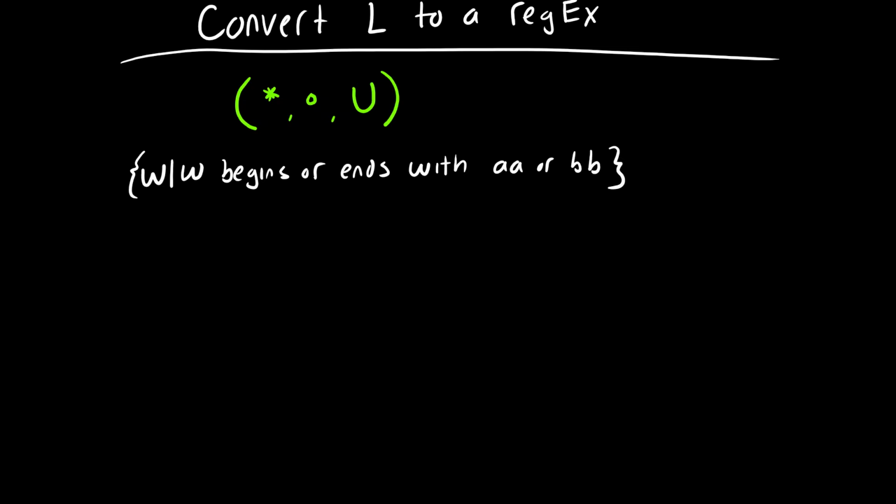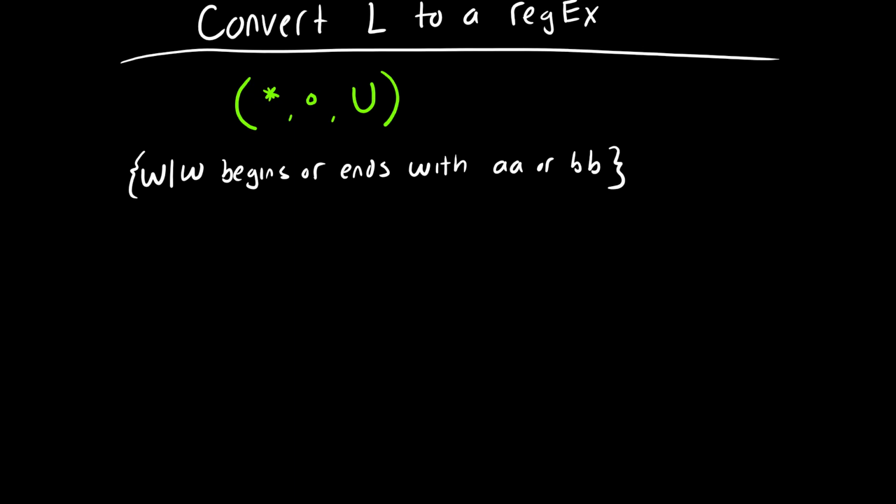So our language, if you remember, was a string that begins or ends with AA or BB, similar to how we did our finite state machine video for regular languages. Let's start with the different parts. So let's do begins with AA or BB, right? So it just has to begin with AA or BB.